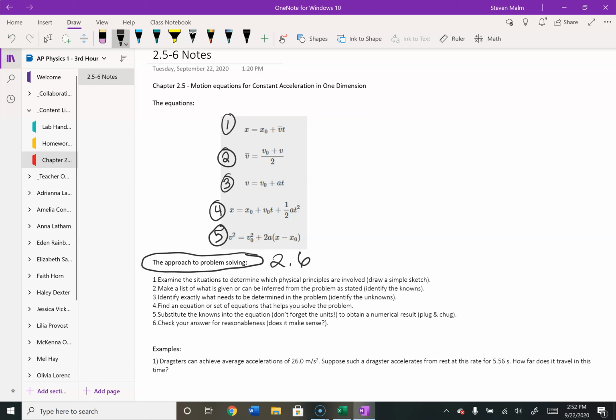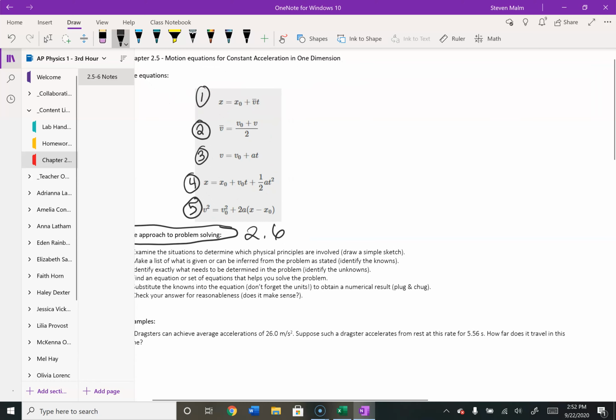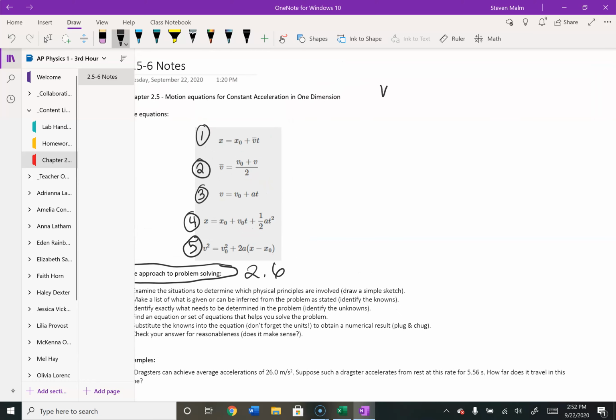That being said, let's go over some of the variables. I just want to remind you of a couple of them before we get started with examples. A bar means average. So anytime you see the little line up above something, that means average. The little naught, the little 0, means initial.